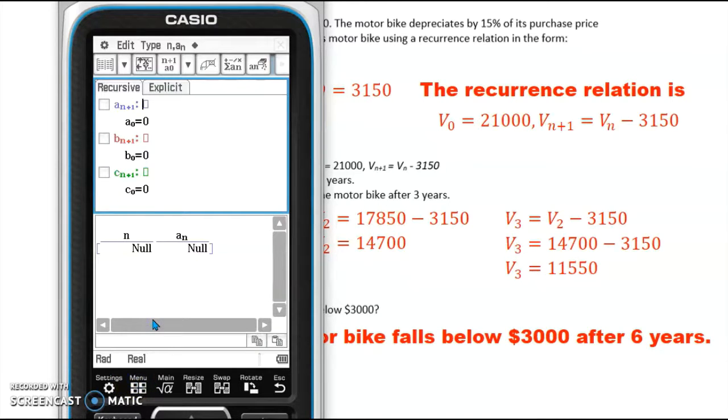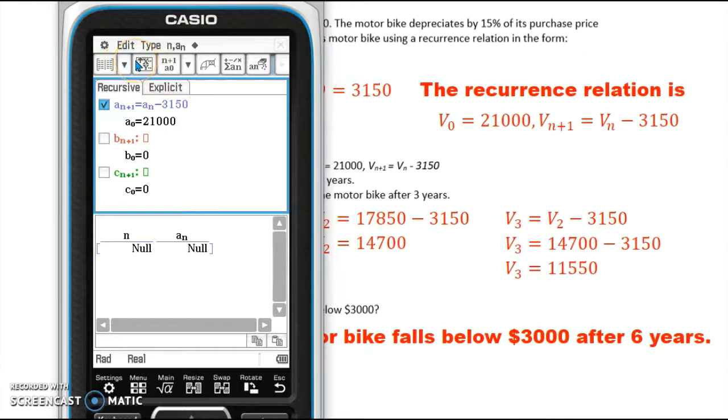So what I'm going to do is move it across here, and I'm going to go to menu and then sequence. Okay, we've done this before. This time I'm putting in the recurrence relation. Okay, so this time we got a_n, we're subtracting 3,150. And this time we got $21,000. Okay, we make sure we tick that.